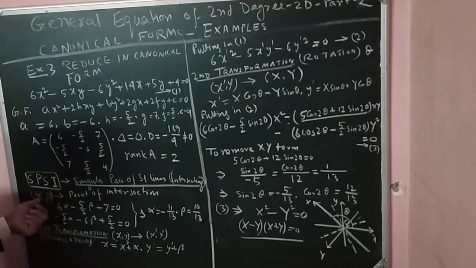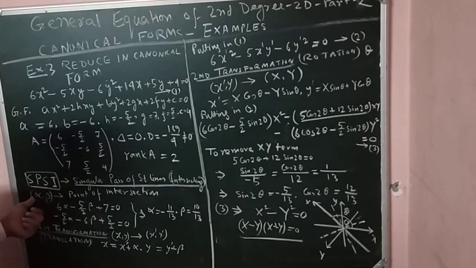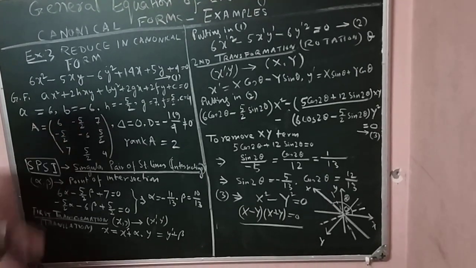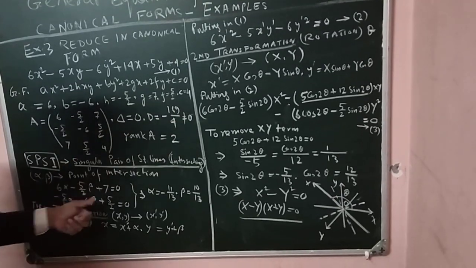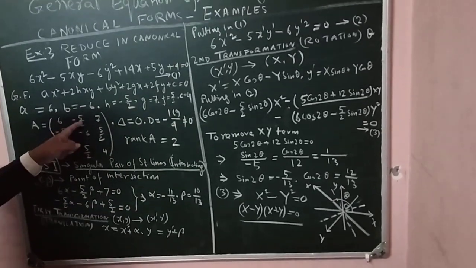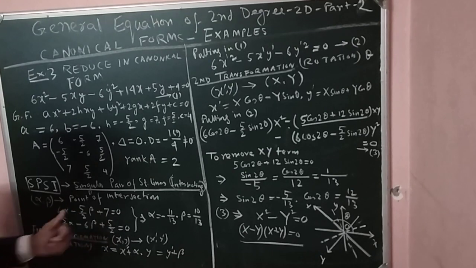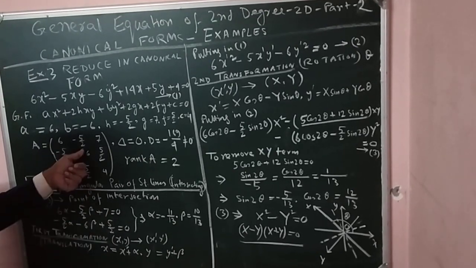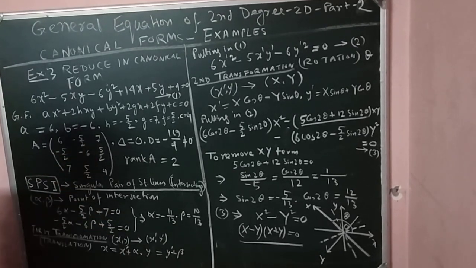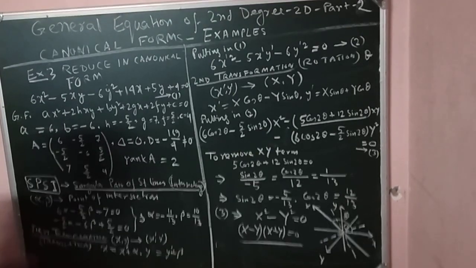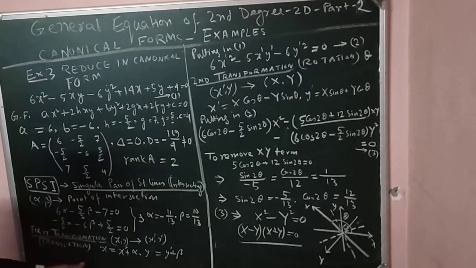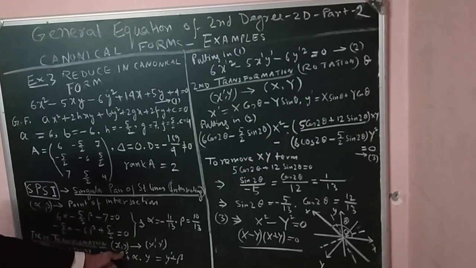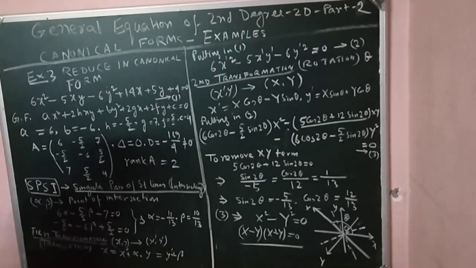So we can obtain the point of intersection (alpha, beta) from the first two rows, because this gives the D part, D not equal to 0. So 6 alpha − 5/2 + 7 = 0 and −5/2 − 6 alpha + 5/2 = 0. Now we shift the origin, the first transformation, to the point (alpha, beta) by the transformation x = x' + alpha, y = y' + beta.